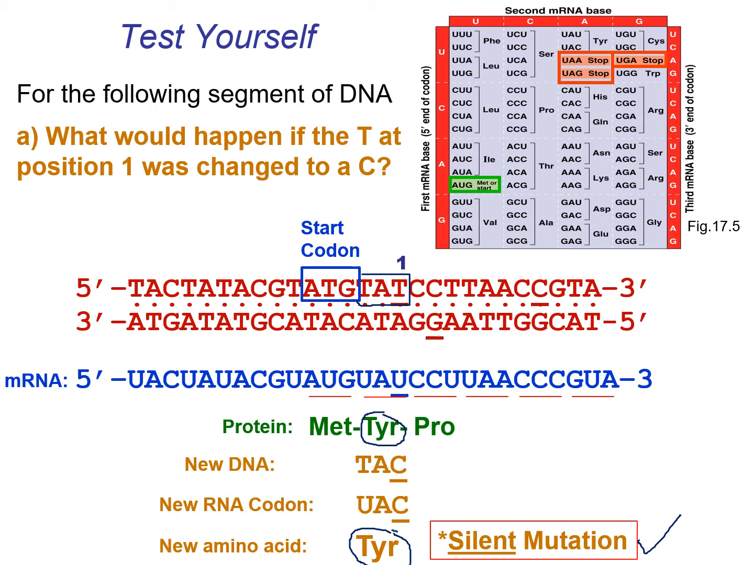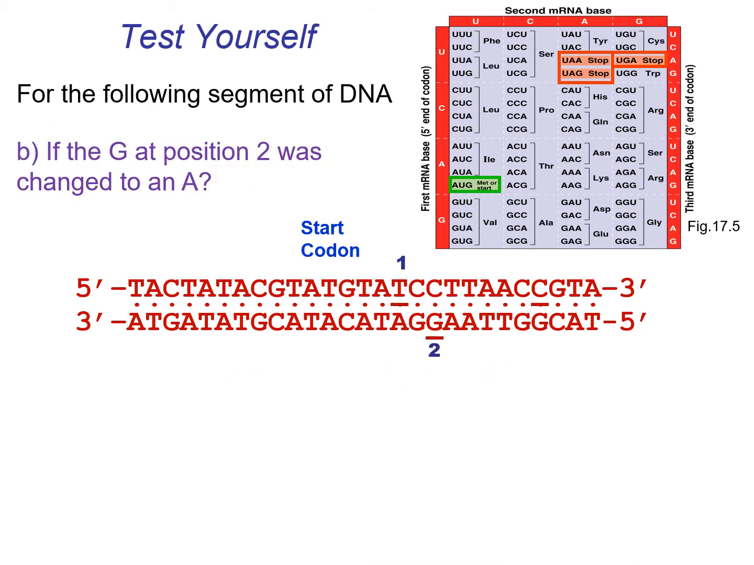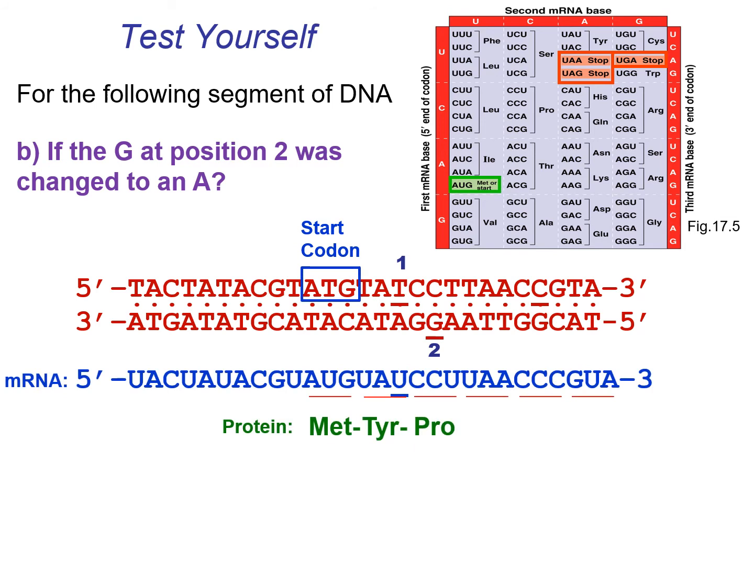Let's take a look at Part B. Part B says, if the G at position 2 was changed to an A. So start off with our transcription and translation so that we can see what is going on. So now it looks like we're looking at the third codon in this particular sequence. And this particular G, notice it is on the template strand, not the sense strand. So this is going to make the whole thing just a little extra confusing, just a little extra step to sort things out. So let's take a look.